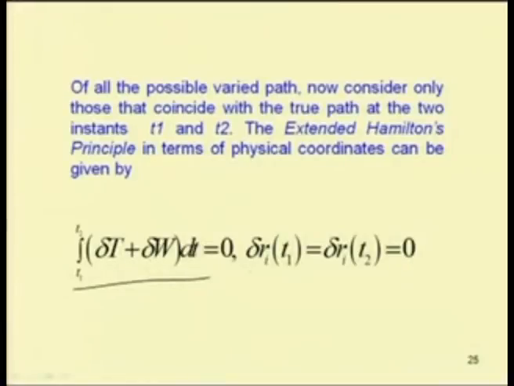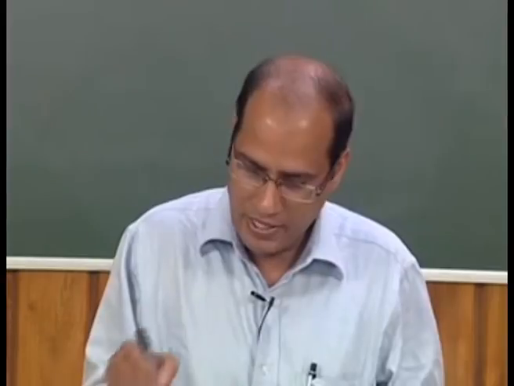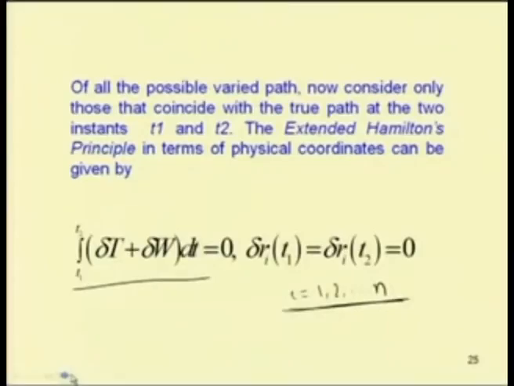Delta Ri at t1 and delta Ri at t2 equal 0, where i will be equal to 1, 2, and so on; it depends on the number of particles present in the system, or the number of degrees of freedom present in the system. This is written in terms of the physical coordinates; R represents the physical coordinates of the system. One can write the same thing using generalized coordinates. Already we are familiar with generalized coordinates and physical coordinates.